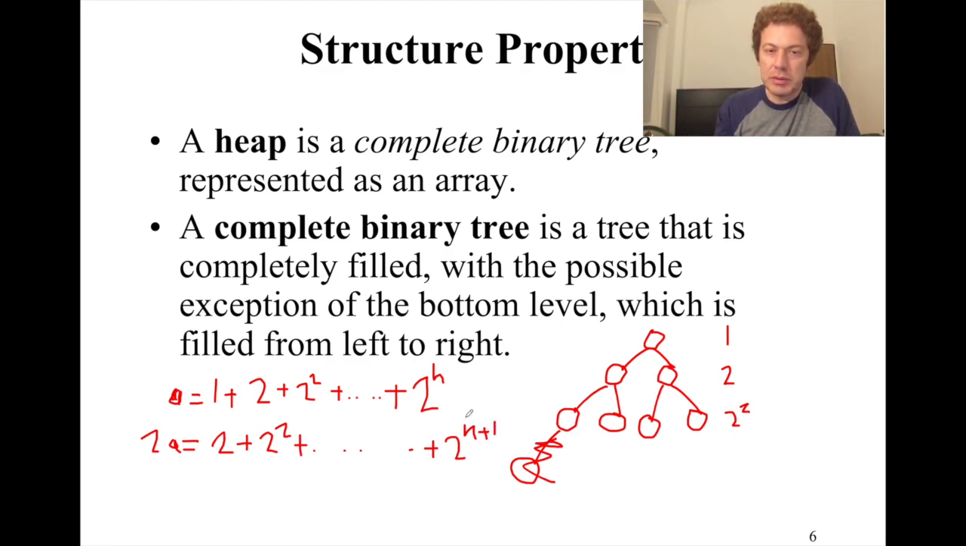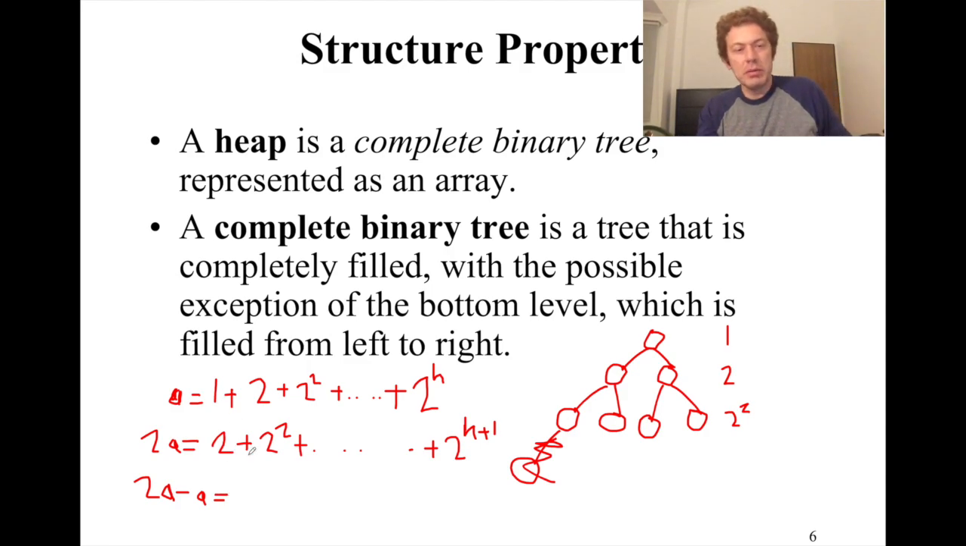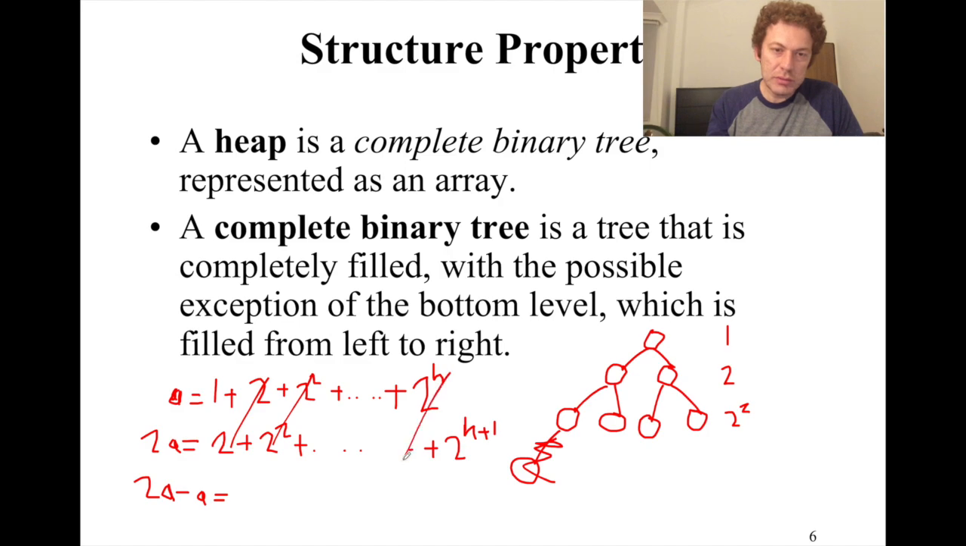Now the smart part comes. What is 2A minus A? The simplest question of the year. It is A, and A is the answer I am looking for. But if I do the calculation from the expanded part, this cancels this, this cancels this, this cancels this, and I end up with 2 to the 8 plus 1, minus 1, don't forget that.